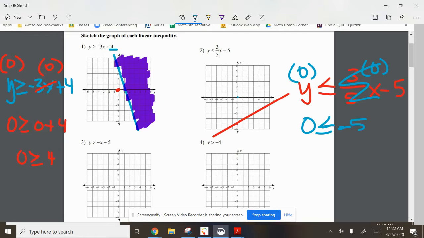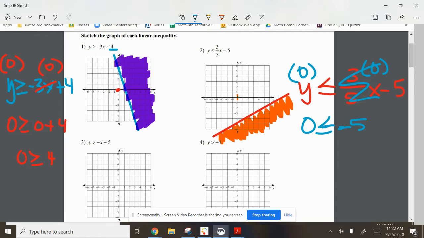Is 0 less than negative 5? No, that's a false statement. 0 is not less. 0 is bigger than negative 5. I'd rather have $0 than negative $5. Okay? So I'm shading not over the origin. Why am I not shading the origin? Because that was a false statement. Are we good? Okay, cool. Go ahead and do the next one.